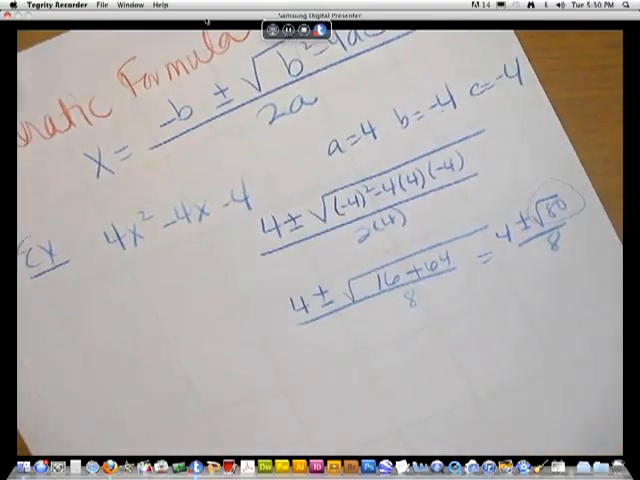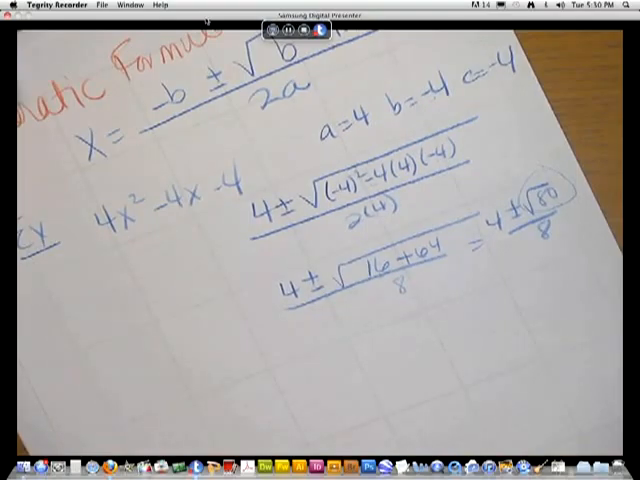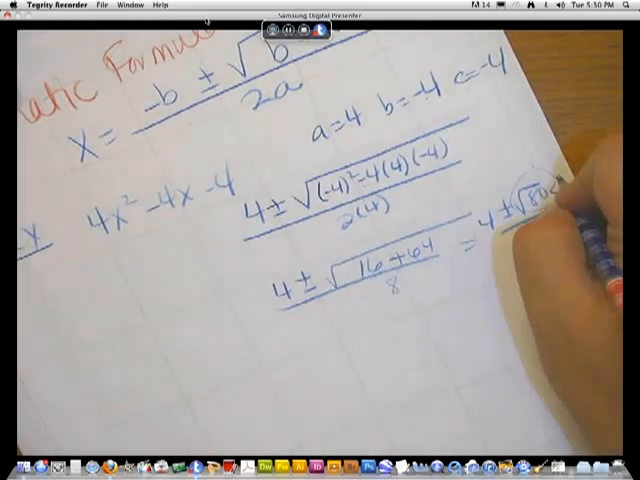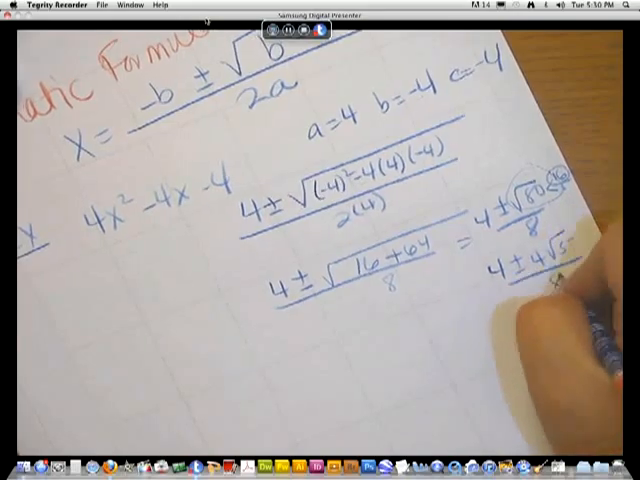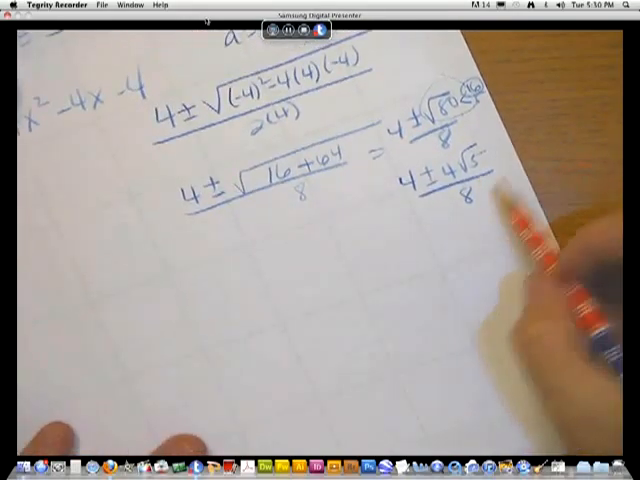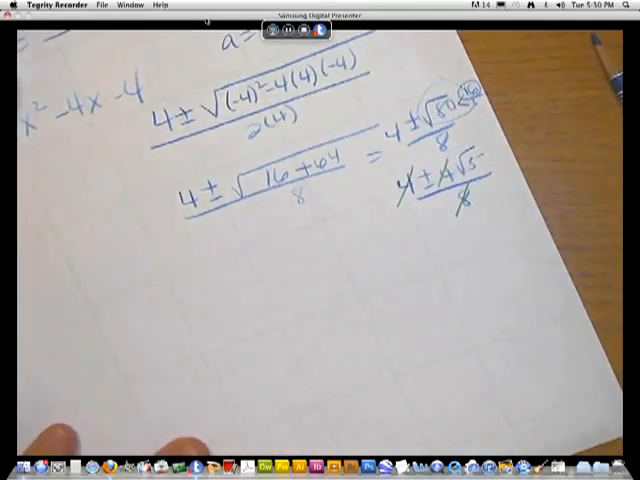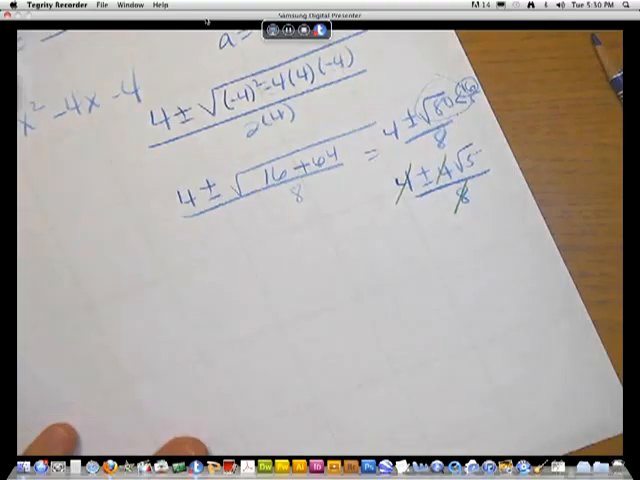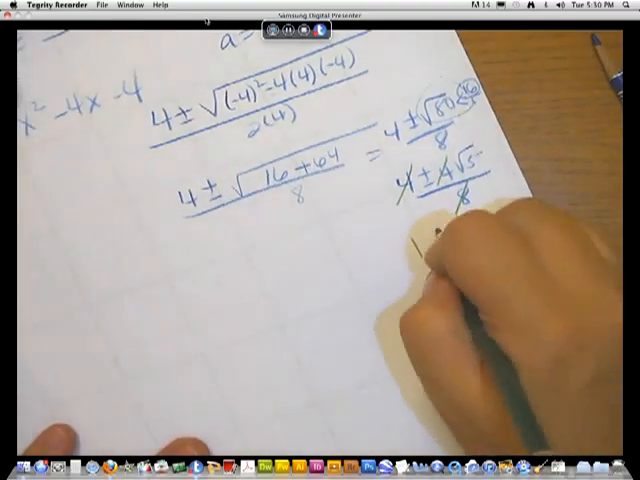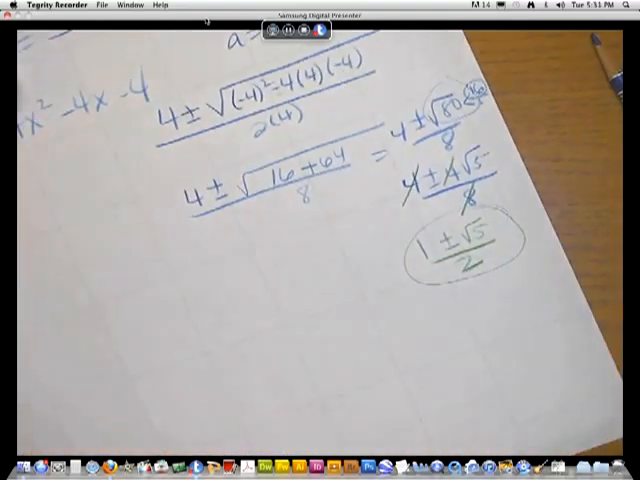We need to simplify the 80. 80 is going to be, let's see, we got 4 and 20, so it's 16 and 5. And 16 is going to give us a pair of 4s. And now we get to reduce our whole numbers. 4 reduces 8. As long as it's everywhere, you can do it. If there wasn't a 4 here, you could not reduce. It has to be everywhere or nowhere for reducing whole numbers. So we get 1 plus minus root 5 over 2. That is going to be your exact answer.